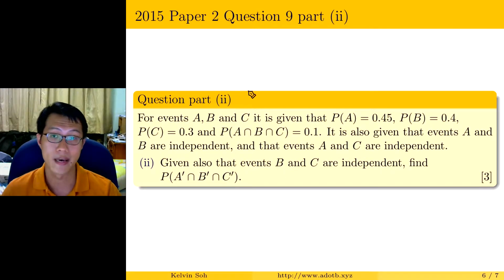Next, we will attempt part 2 of the question. So part 2, we are told that events B and C are independent, and we want to find the probability of A prime intersect B prime intersect C prime. Part 2 is worth 3 marks, and it is quite a lot tougher than part 1. In particular, there are 3 events that we are working with, and we don't have a nice formula for A prime intersect B prime intersect C prime. Hence, let's try to use a Venn diagram and slowly fill it in.